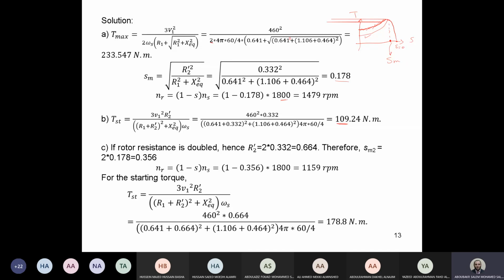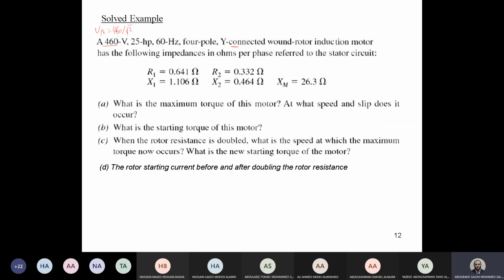Then it's required to calculate when the rotor resistance is doubled. Of course, rotor resistance is doubled means we added external resistance because this motor is wound rotor. However, we cannot double the resistance or change the resistance of the induction motor if it is a squirrel cage. So here, because this is a slip ring induction motor, we added a resistance equal to the rotor resistance.